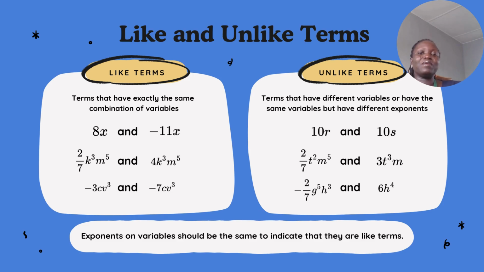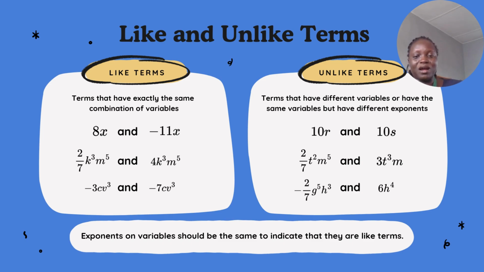Like terms simply means terms that have exactly the same combination of variables. Like we can see in the example here, we have 8x and minus 11x. They are the same because they have the same variable, which is called the letter. Then the second example, we have 2 over 7 k cubed m raised to the power of 5 and 4 k cubed m raised to the power of 5.